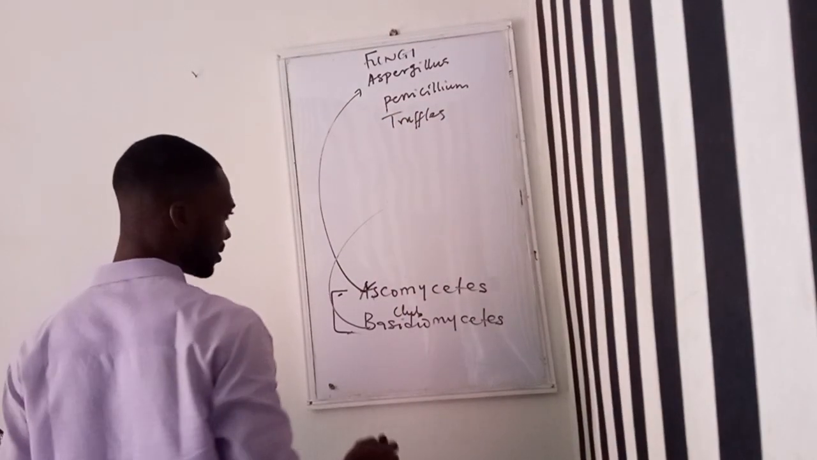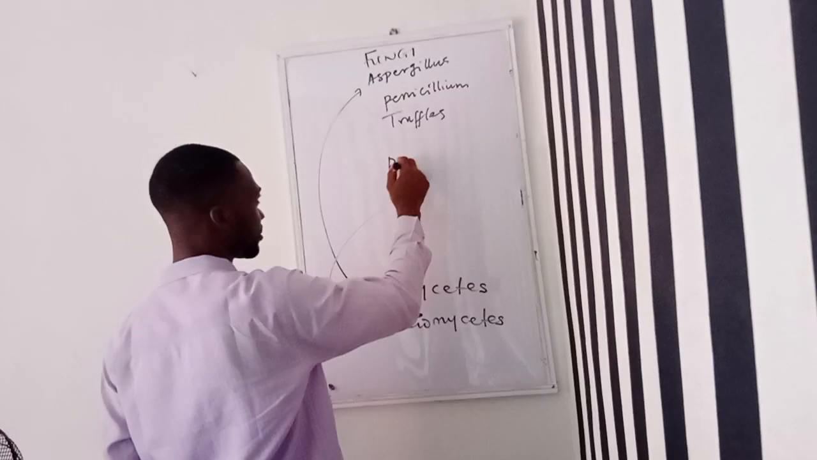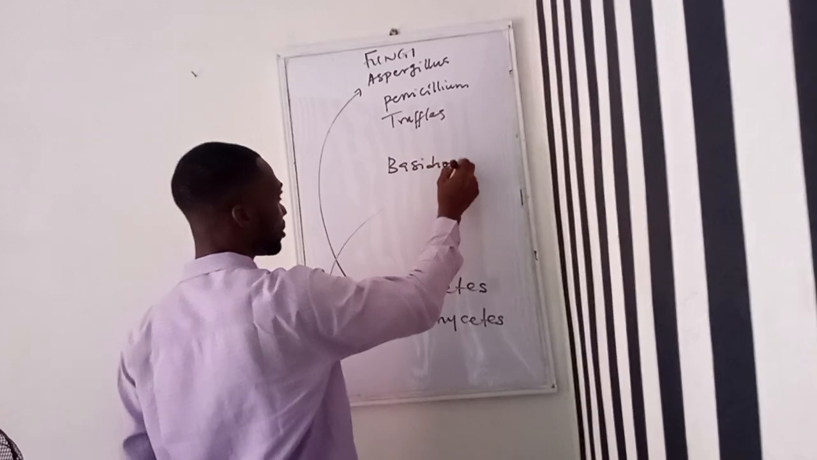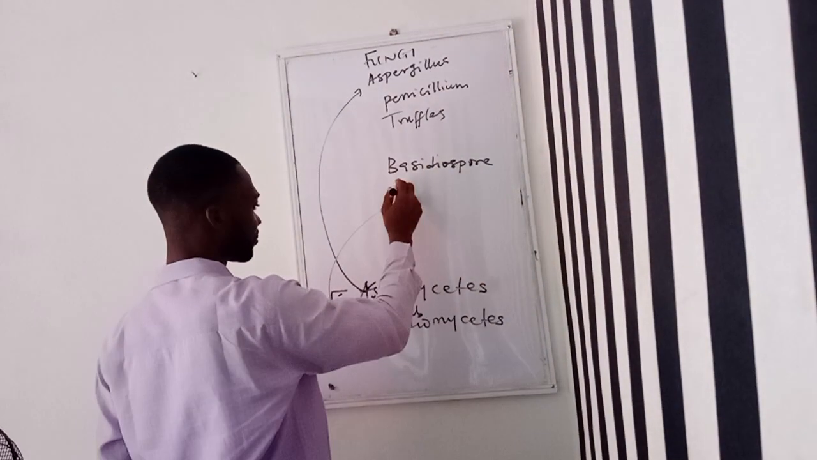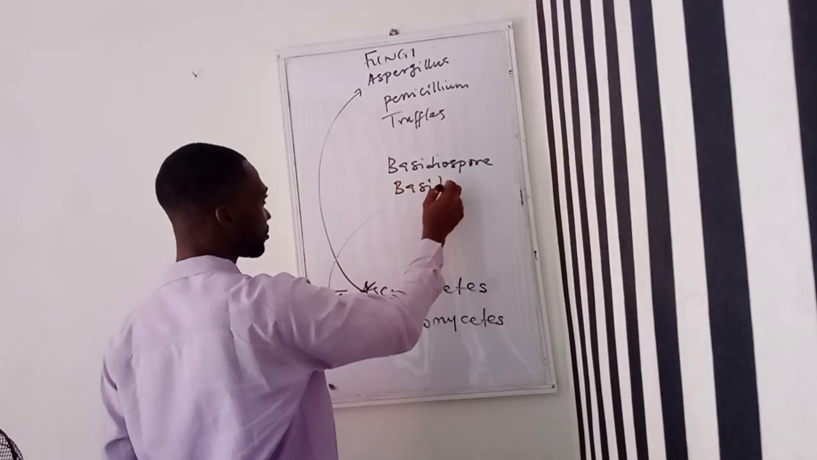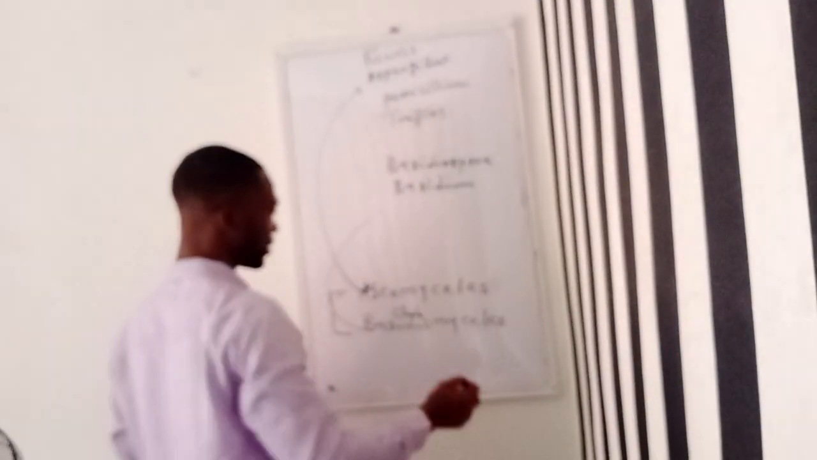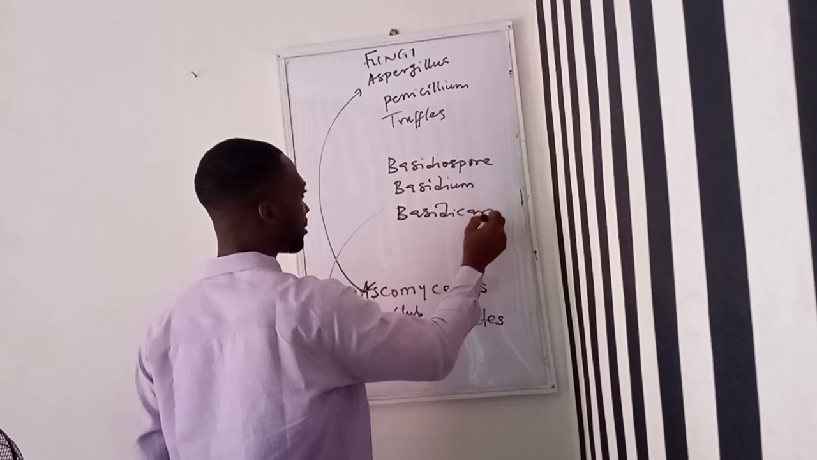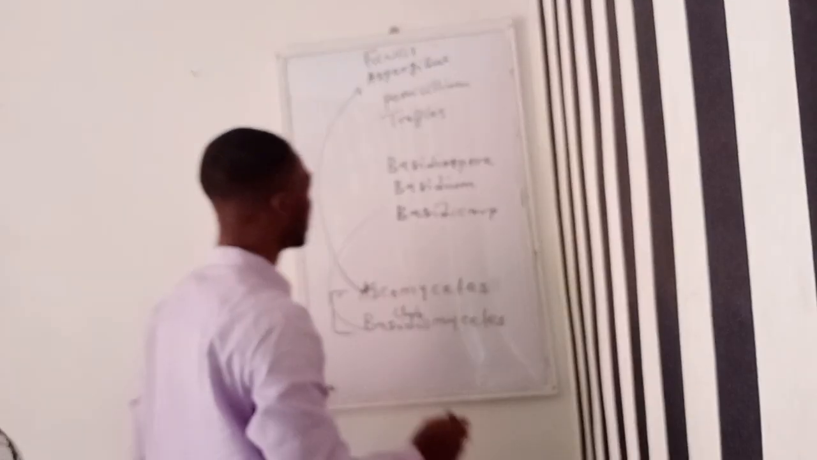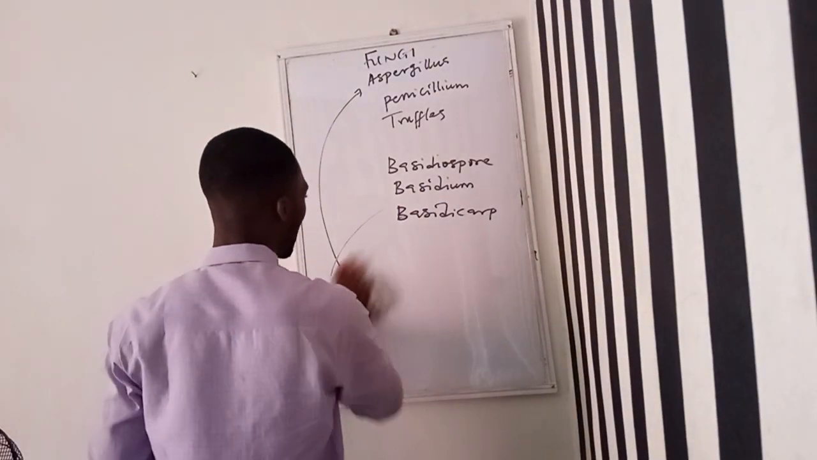Then lastly, basidiomycetes. They are also similar to ascomycetes. They produce a special spore called basidiospore. Then this basidiospore is produced by the basidium. The basidium is a sac-like structure. Then this basidium is produced by a fruiting body called basidiocarp, just like in ascomycetes. Sorry. This is where you see under basidiomycetes.